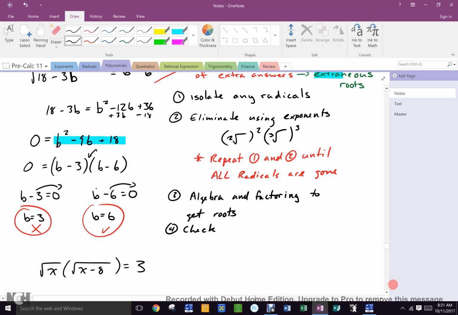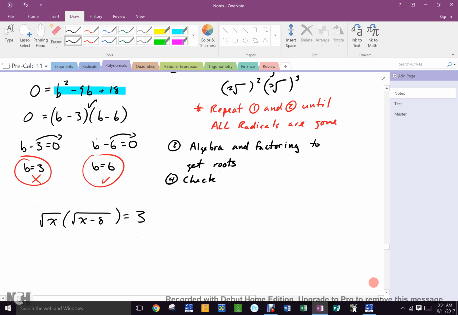Does it matter which one we isolate? No, not really. But one of them is easier to work with. Which one? Root x. It's simpler, right? So if this root x was a 5, then I would divide by 5 to get rid of it, right? So we're going to divide by root x.